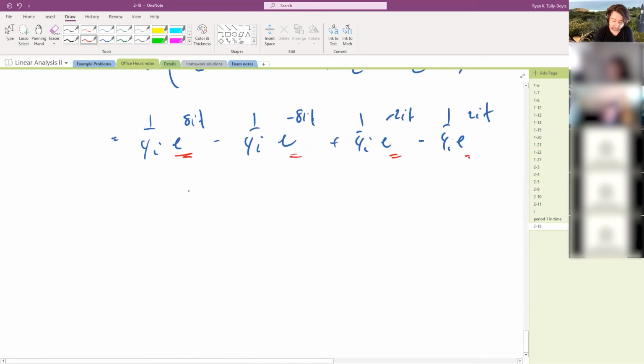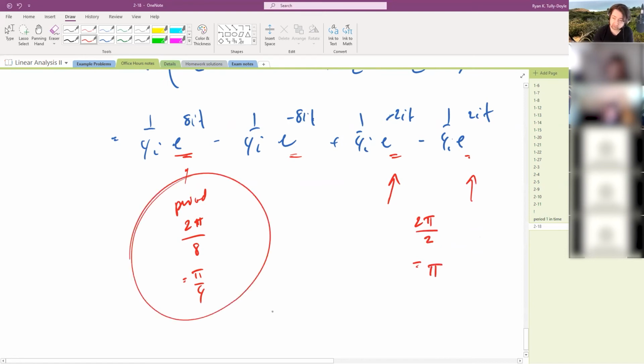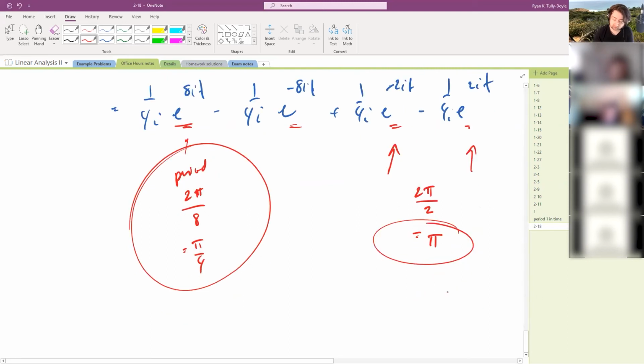So the frequency of this one is related to its period. And so what we do is we're going to identify the periods of each individual term. The period of this function is equal to 2 pi, because that's the period of the basic e to the i theta function, divided by 8, which is pi over 4. There's a mistake a lot of people made, to work in frequency instead of period. When we're looking for period, we have to work in period, which is the reciprocal of the frequency. The period of these terms is 2 pi over 2, which is pi. So I have two terms that have period pi over 4 and two terms that have period pi. What's their combined period?